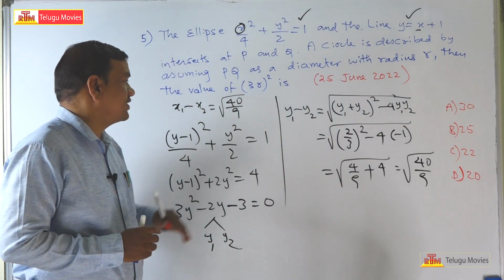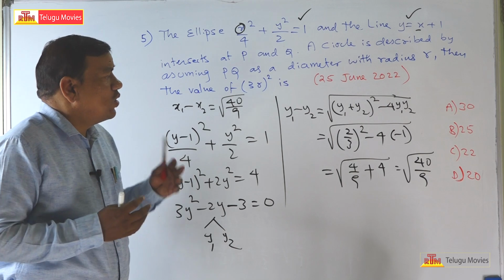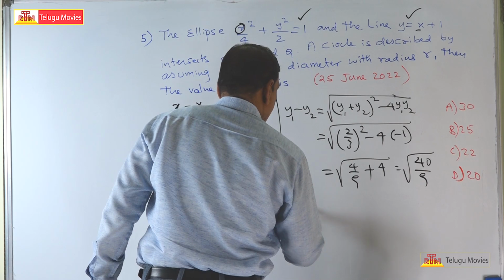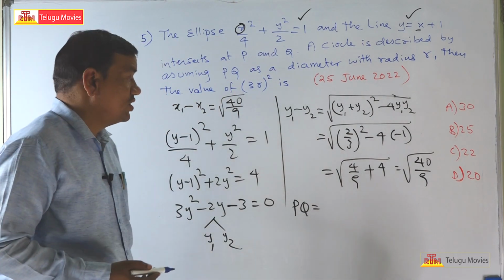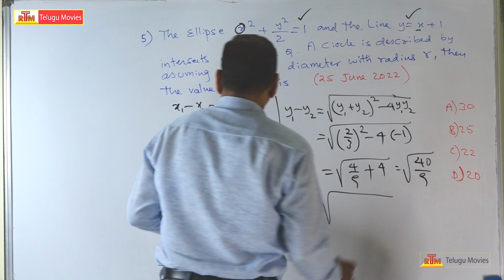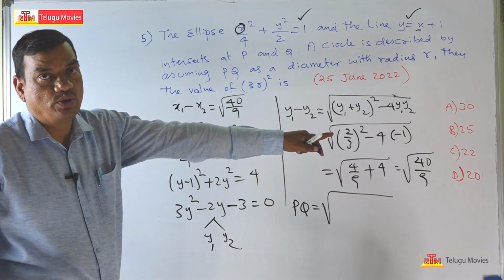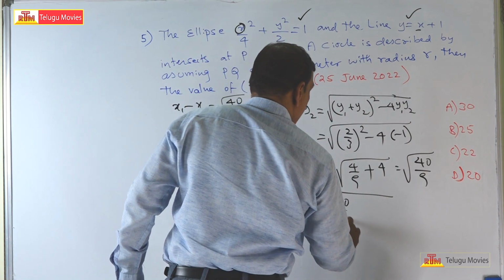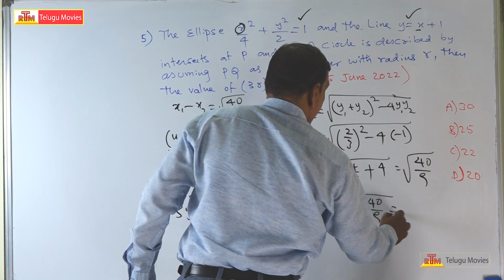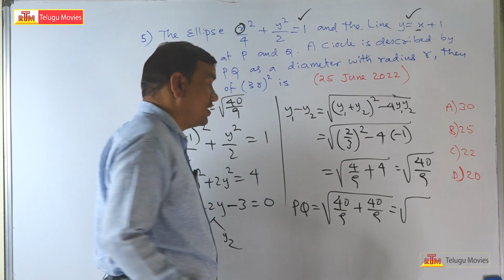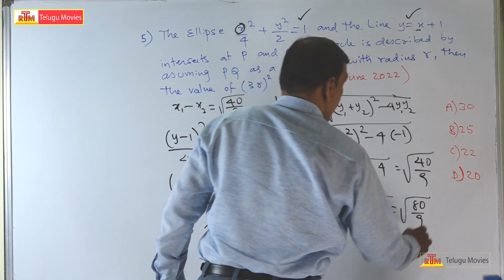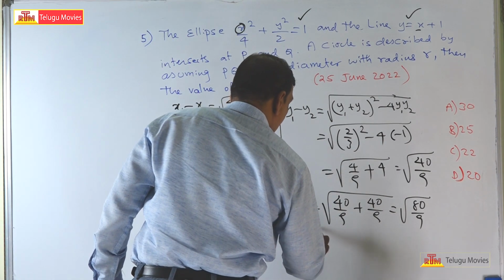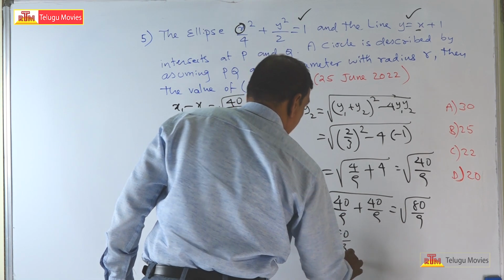That means x1 minus x2 is also root of 40 by 9, and y1 minus y2 is also root of 40 by 9. First I will find out the diameter. So the diameter is equal to under square root of (x2 minus x1) whole square plus (y2 minus y1) whole square. So x2 minus x1 whole square means 40 by 9 plus this is also 40 by 9. Altogether 40 plus 40, 80 by 9. So PQ square is equal to 80 by 9.